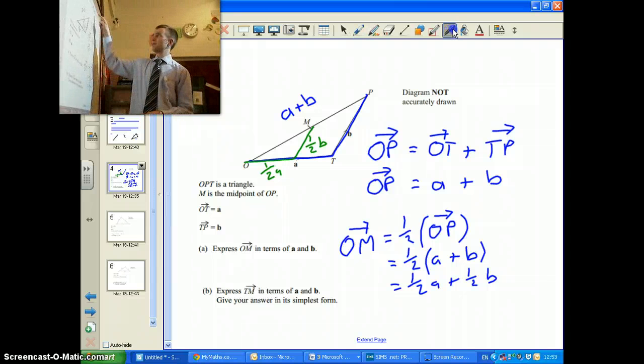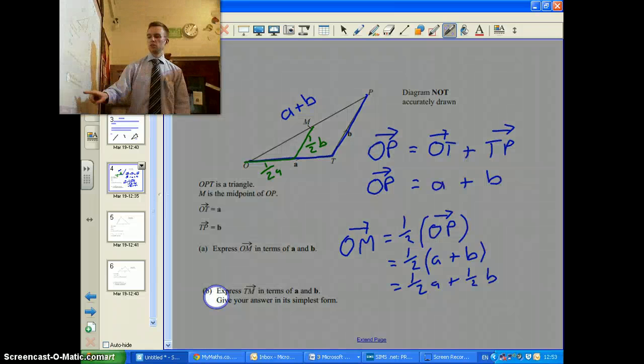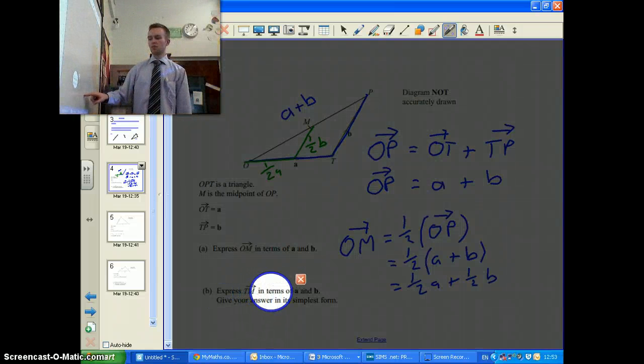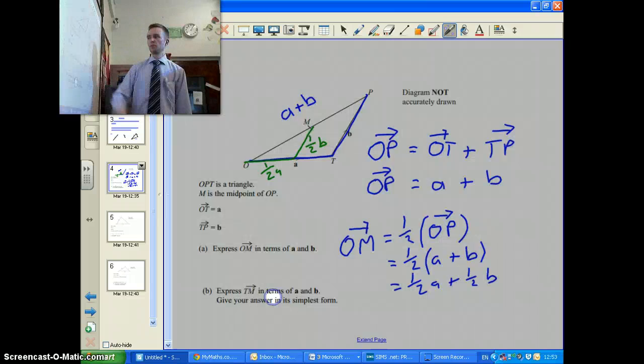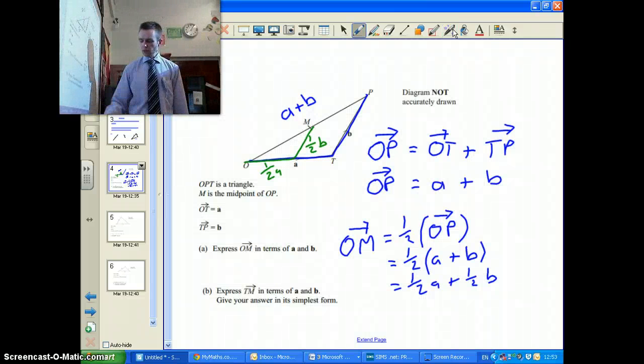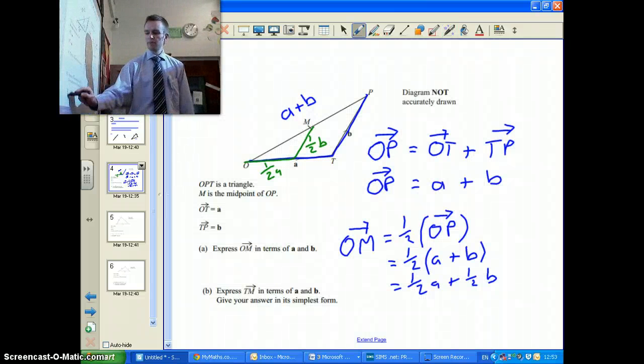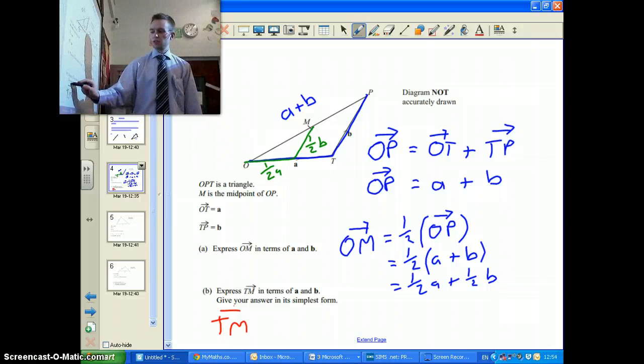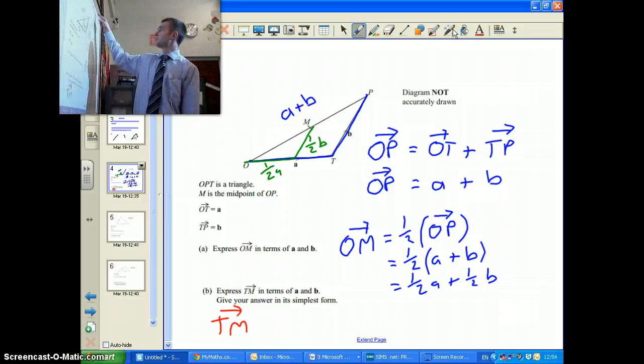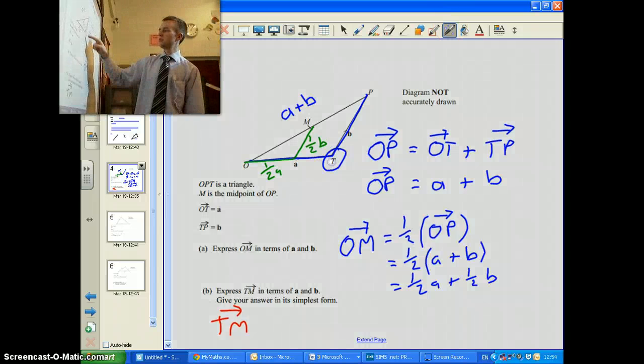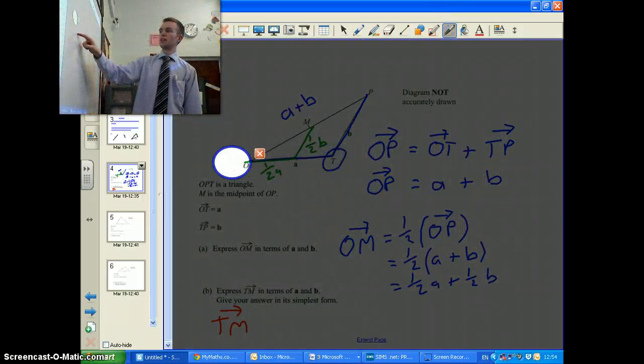Now it gets a bit trickier. So we've got question B here. We're expressing T to M in terms of A and B. Give your answer in its simplest form. Now this one's a bit trickier. What I've got to do first to get from T to M is, my first direction is probably best if I go from T to O and then O to M.